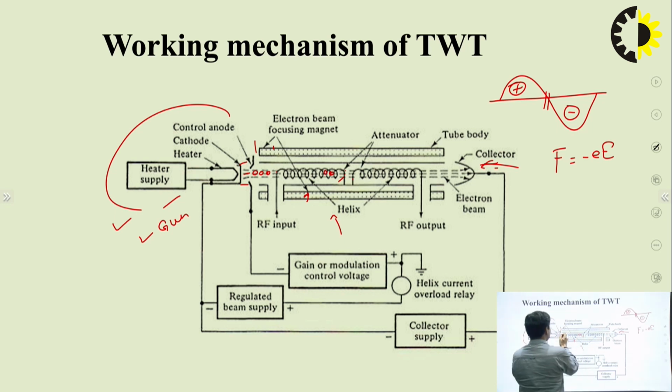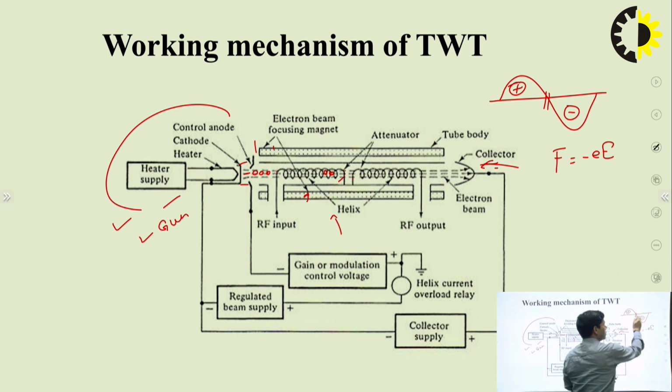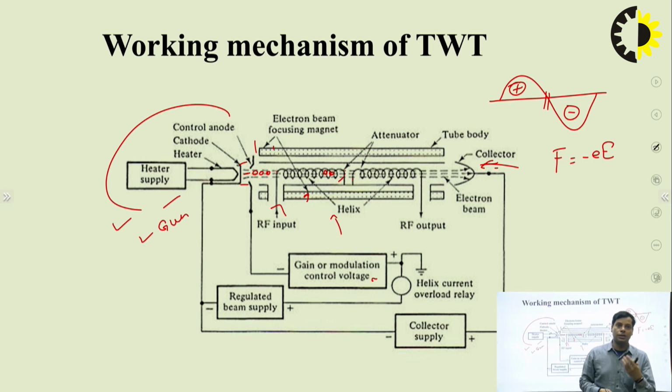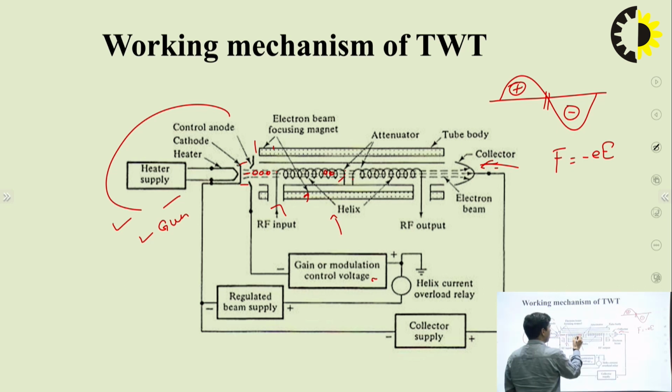After that, when the last electrons, for the negative cycle, come into the helix structure, they interact with this RF input signal, which is already applied here. The electron has negative charge and the field has the same polarity, negative, so an accelerating force is applied onto the electron. Its speed will increase and become faster, so it will come at some places like this.